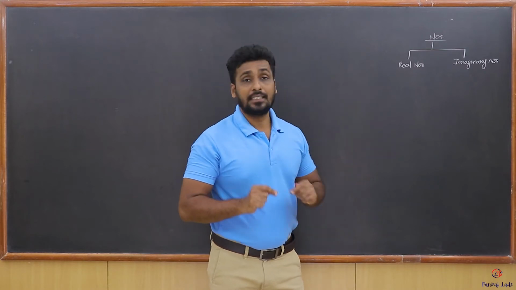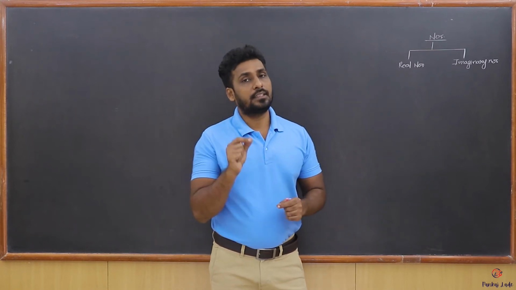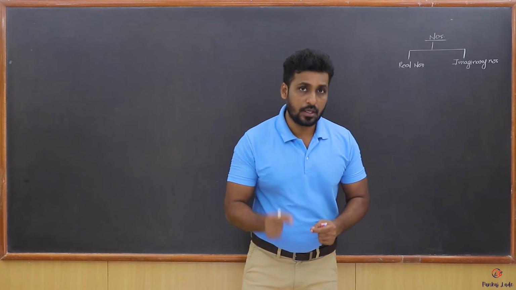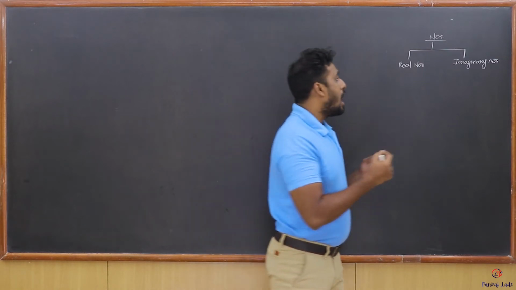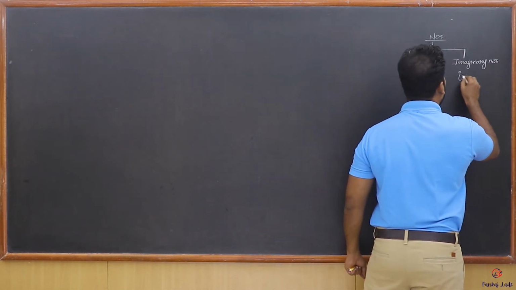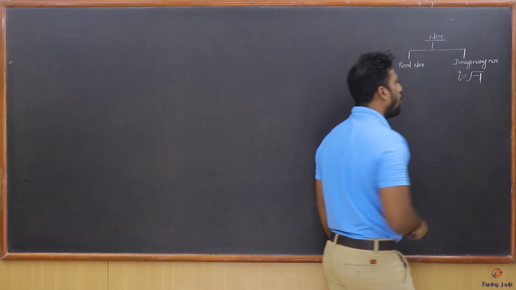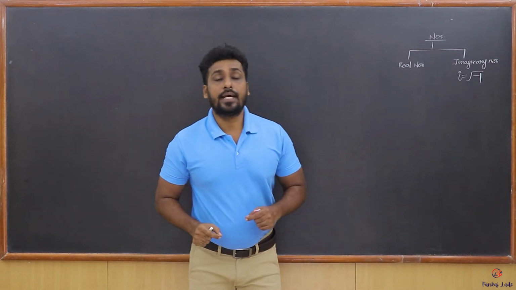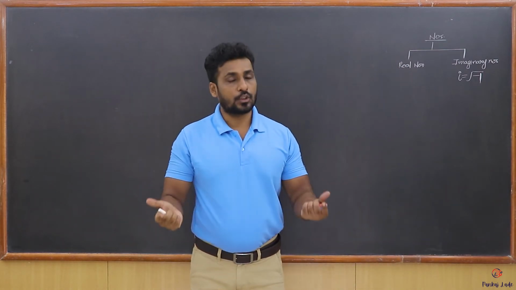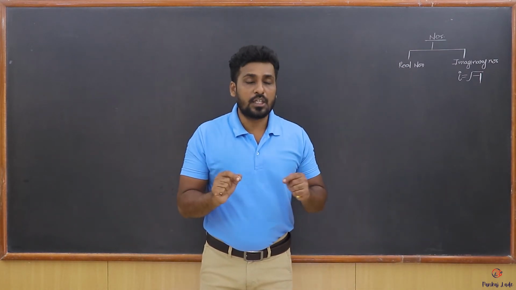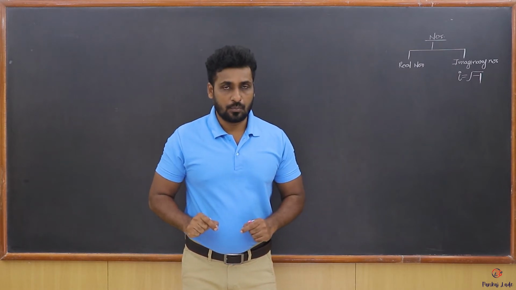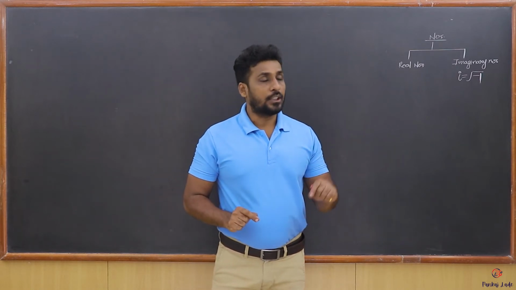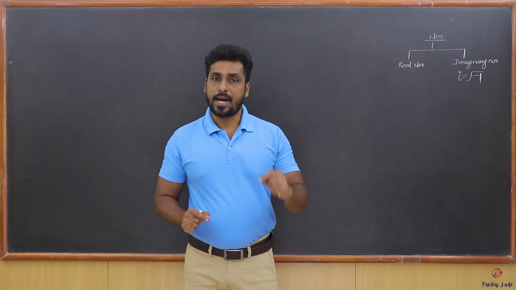So the first one is a real number, and obviously the second one, the imaginary number, is nothing but i is equal to root of -1, isn't it? If I try to get the root of a negative number, that is not possible. So that number is called as an imaginary number, and we denote it with i. So i is equal to root of -1.